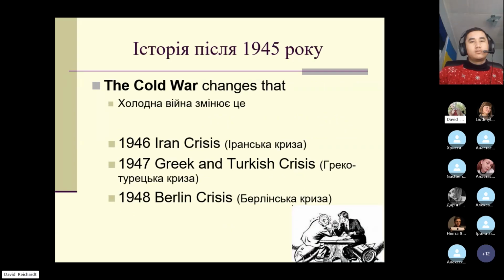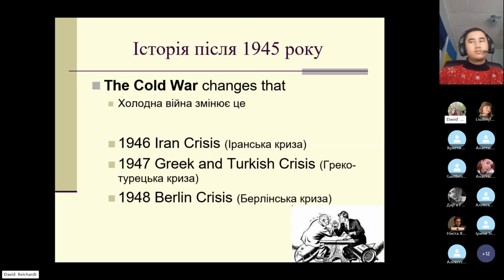But what happens? The Cold War begins, and it changes everything. What is the Cold War? The Cold War was the conflict between the United States and the Soviet Union, between the US presidential administration and the administration of Joseph Stalin in the Soviet Union. And students, it begins really early after the Second World War.